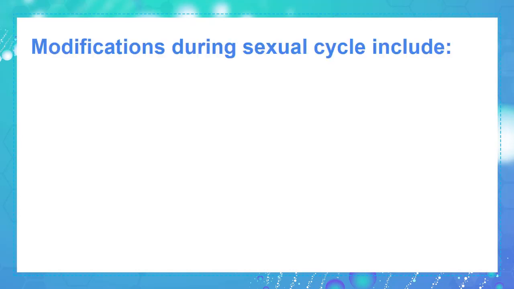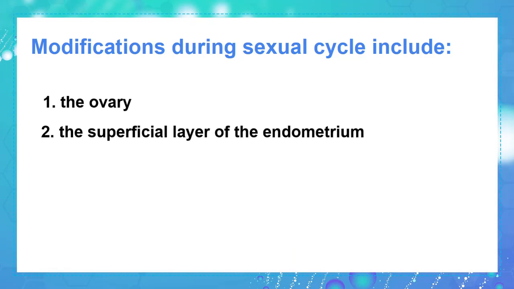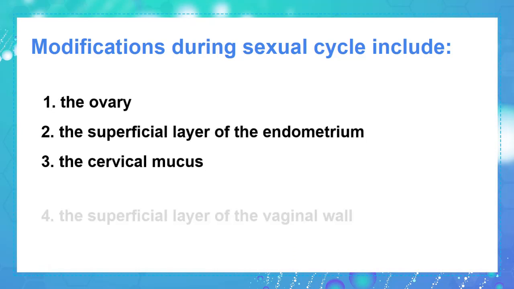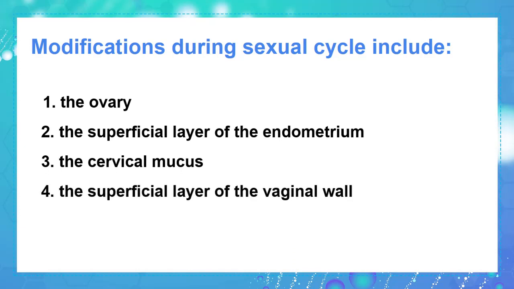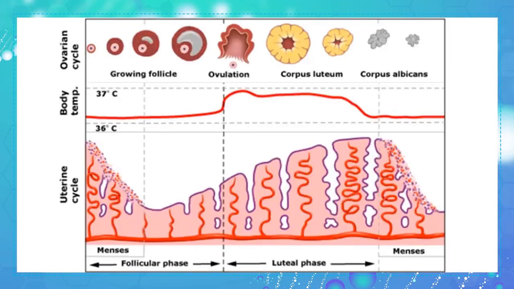To sum up, in this document you have learned about the modifications that a female experiences throughout her cycle. These modifications include the ovary, the superficial layer of the uterine wall, the cervical mucus, the superficial layer of the vaginal wall, and the body temperature. All modifications listed above occur in a cyclic manner. That means they are repeated every month.